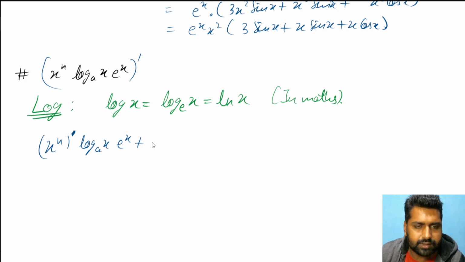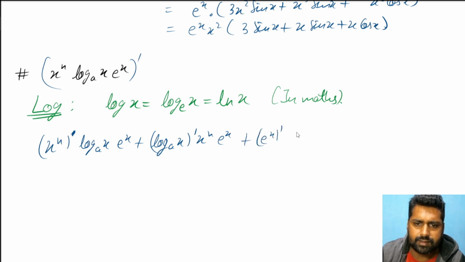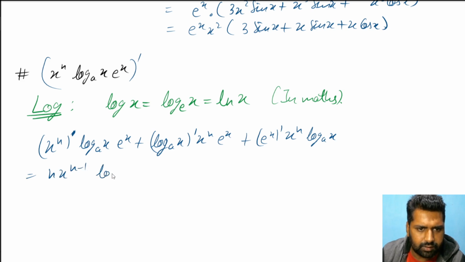Second function is log base a x, with x raised to power n as it is and e raised to power x as it is. Then the differentiation of e raised to power x, x raised to power n as it is, log base a x as it is. The differentiation is n x raised to power n minus 1, log base a e raised to power x, everything is in multiplication. Differentiation of log base a x is 1 by x log a.